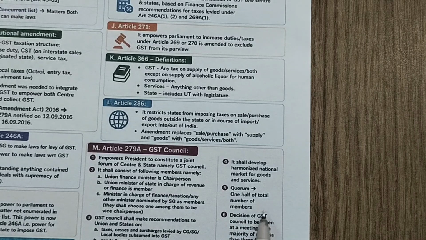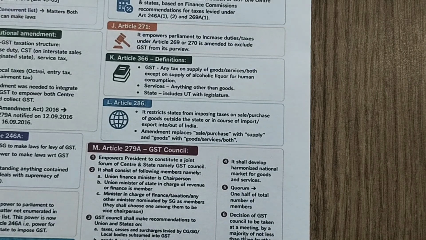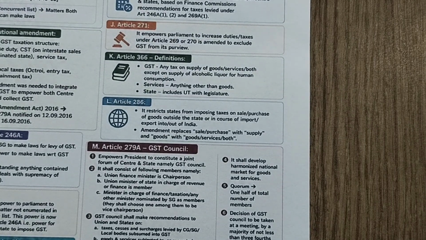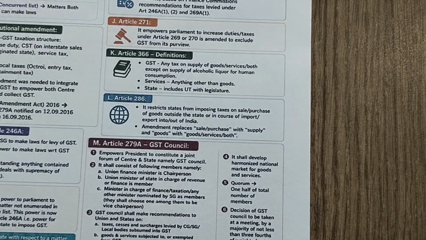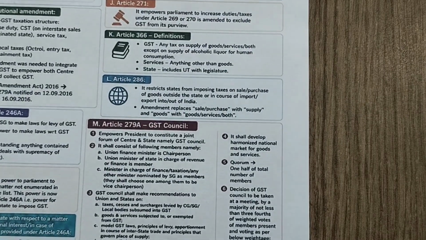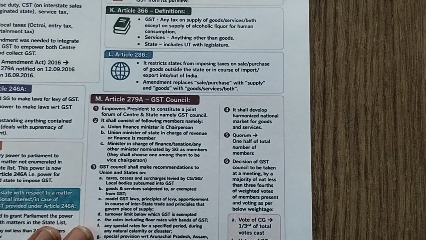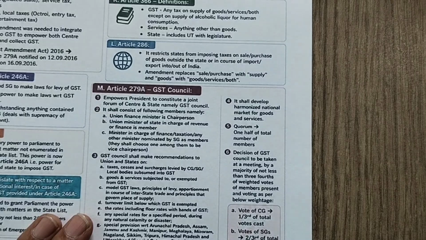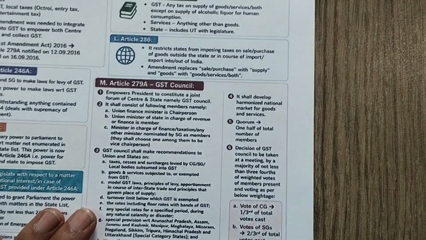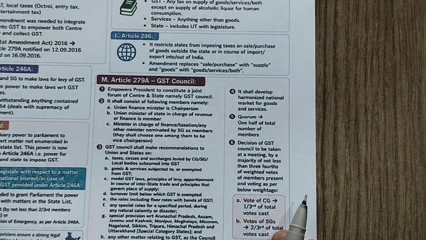Quorum: one half of the total number of members. Decisions of the GST Council will be taken at the meeting by a majority of not less than three-fourth of the weighted votes of members present and voting, as per the below weights. Vote of the central government, one-third of total votes cast. Votes of state governments, two-third of total votes.